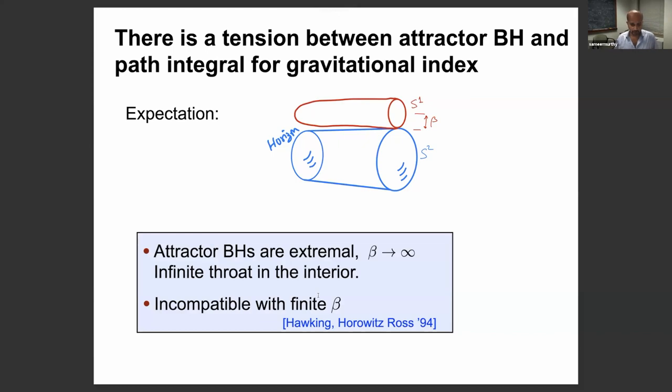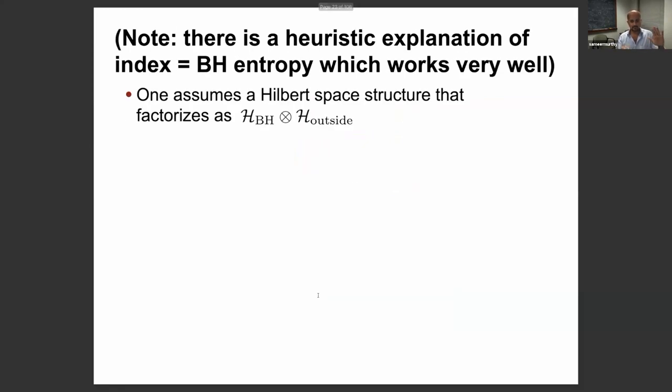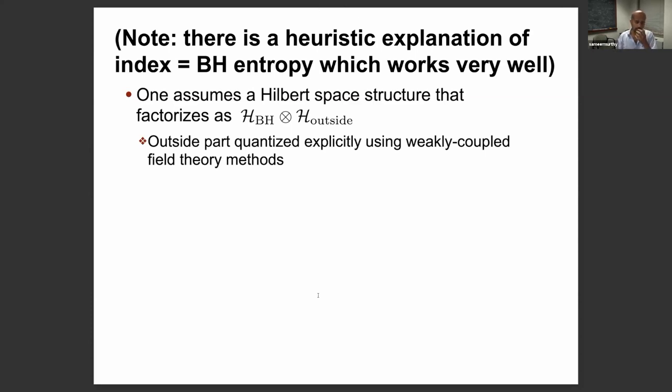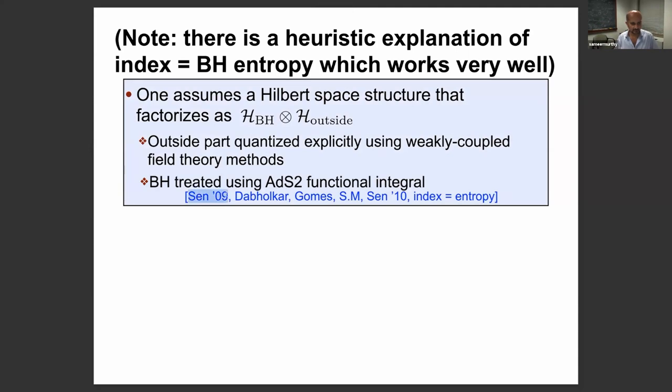Okay, so before I come to the resolution, I should say that just keeping aside this tension, the whole slide is a parenthetical slide, but let me just make these comments. Keeping aside this tension, there is a way to work with this index on the microscopic side and the entropy on the black hole side, which is as follows. One starts by assuming that there is some kind of a Hilbert space structure, which factorizes into some black hole Hilbert space, about which we know nothing, times the outside Hilbert space, which is just some fluctuations of gravitons. So that's controllable. This is due to Sen in 2009. I thought I'd put a reference. And the outside part can be quantized explicitly. Okay, these are just graviton fluctuations or field fluctuations. That's the reference. This reference is where it shows this.